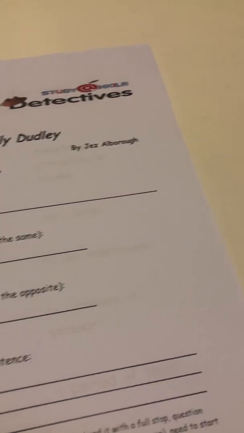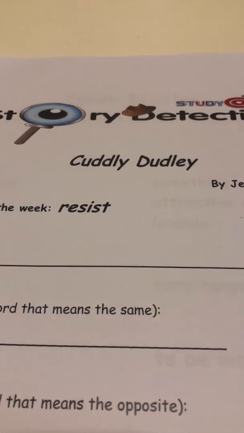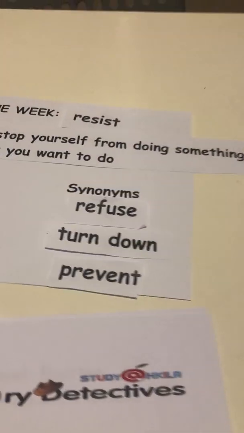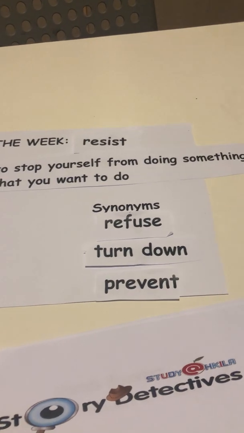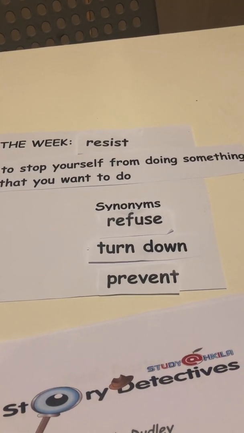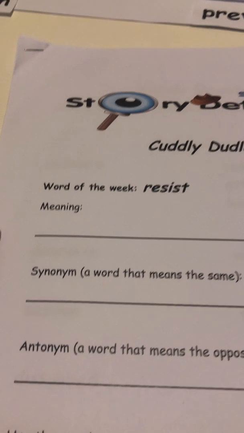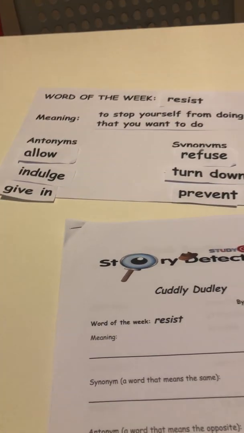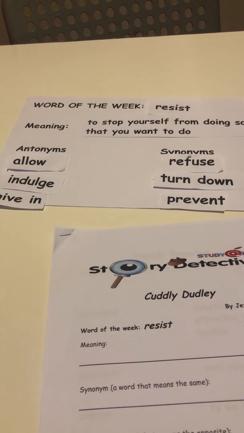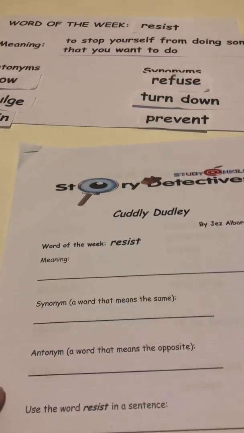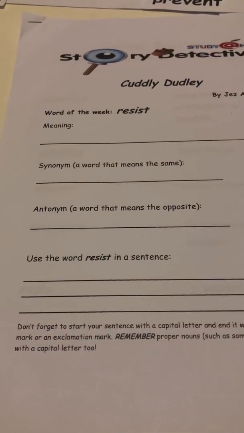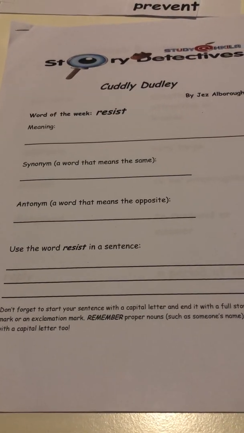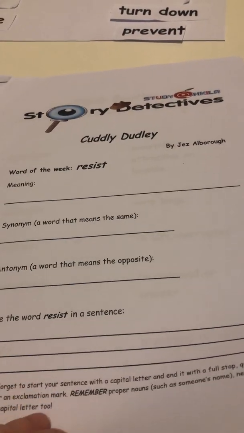So as we always have, our very first page has got our word of the week, which was resist. If you have a look on here, you'll see that we had the meaning, which was to stop yourself from doing something that you want to do. So we have our meaning here. Then I'd like you to choose a synonym and an antonym from our list, or you can choose one that you've looked up yourself or one that you know yourself and put it here. And then I'd like you to use the word resist in a sentence so I can be really sure that you understand what it means. So come up with your best sentence with the word resist in.